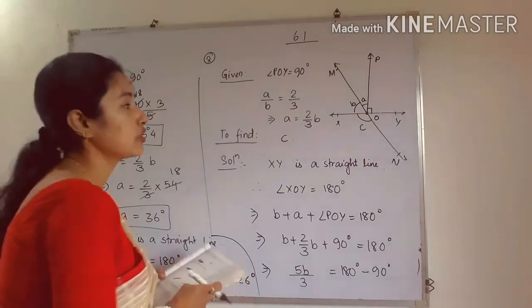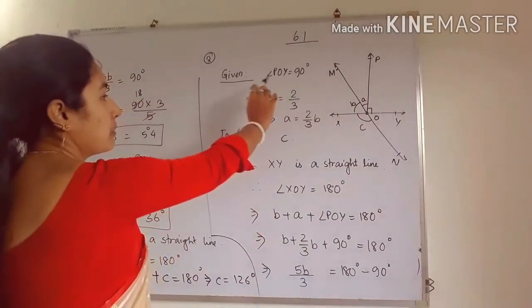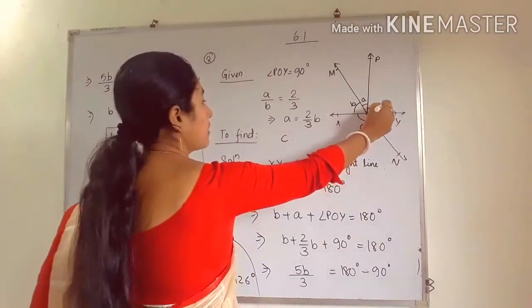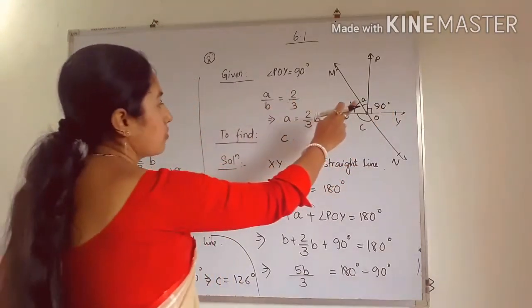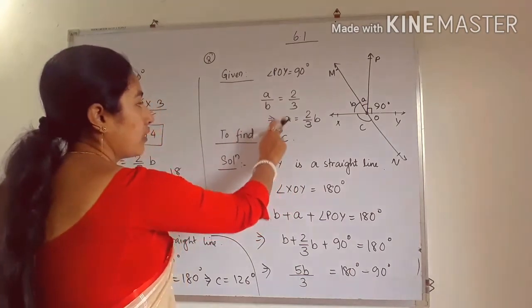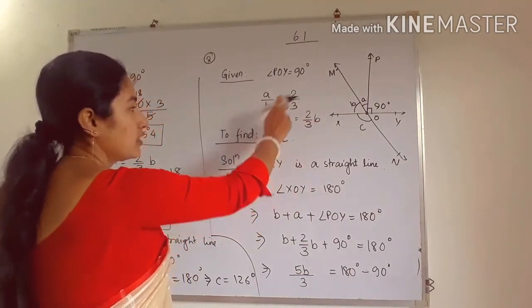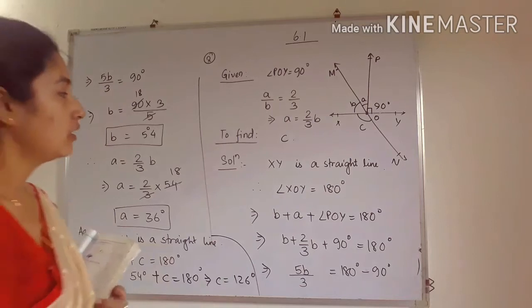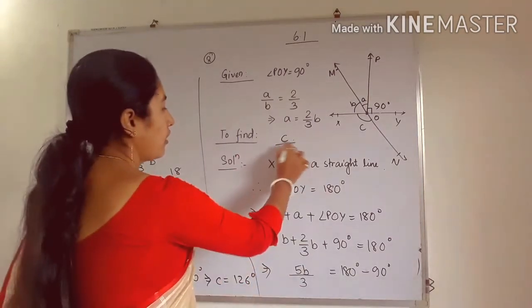This is the diagram which is given, and this is given: angle POY is equal to 90 degrees. That means this angle is equal to 90, and A is to B is equal to 2 is to 3. So by that way we can find A. A will be 2 by 3 into B, when we transfer B to that side. We have to find the value of C.